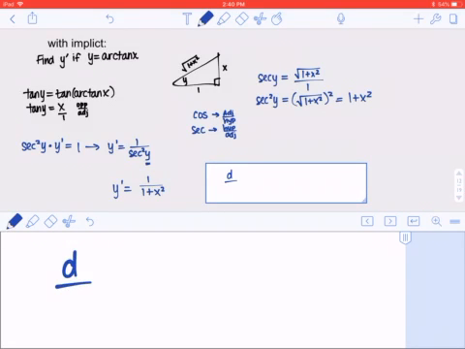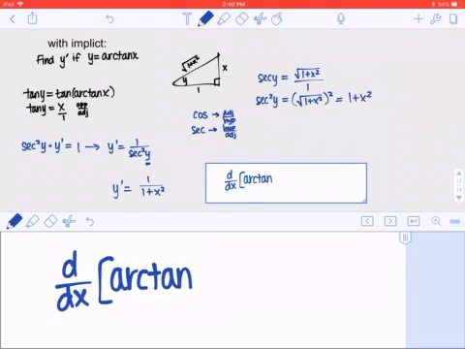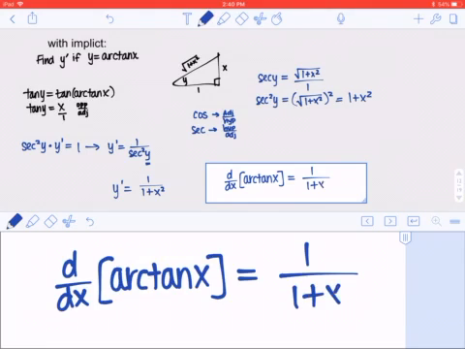So the derivative of arctan x is the same thing as 1 over 1 plus x squared.